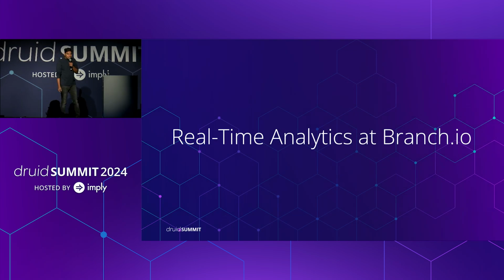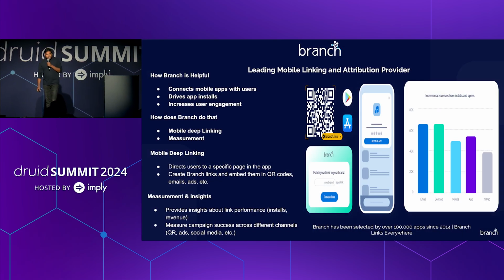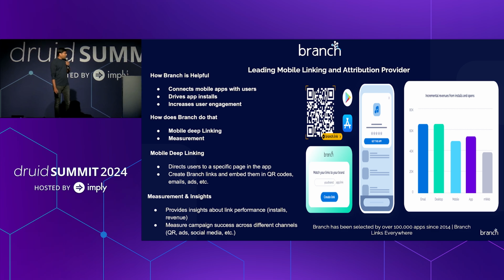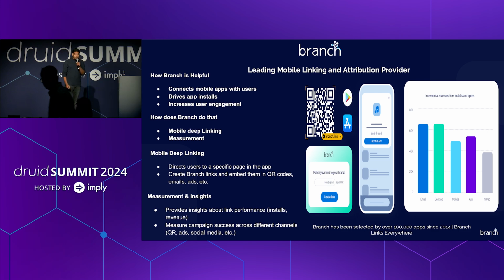So let me first introduce what Branch does. Branch is a leading mobile linking and attribution provider. What exactly does Branch do? Branch helps to improve the mobile app business. If you have a mobile app, it will help you bring more users into the mobile app, and it also increases the engagement with your mobile app. How do we do that? It provides a growth platform that has two products, mobile deep linking and measurement, that helps to do that.